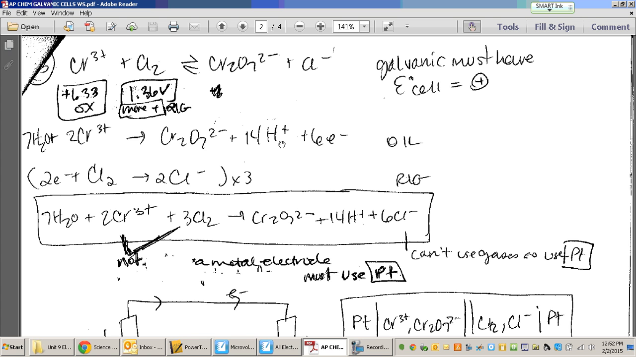Okay. So you have the chromium 3+ and dichromate, and then the chlorine gas to chloride. Noticing in the reactants here, do we have any solids? Nay.